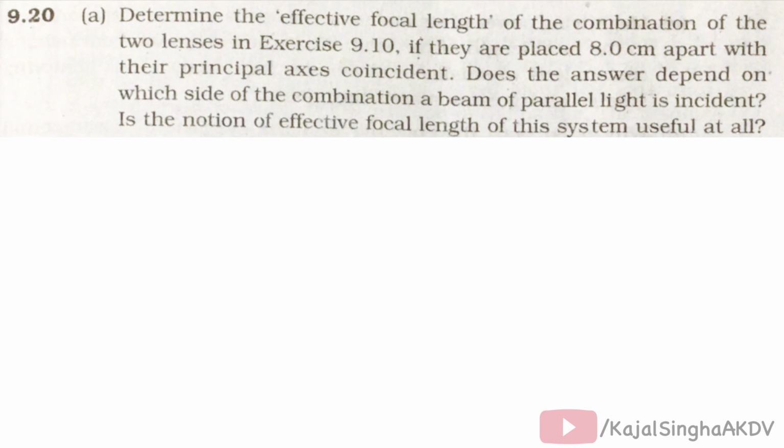Determine the effective focal length of the combination of the two lenses in exercise 9.10 if they are placed 8 centimeter apart with their principal axis coincident. Does the answer depend on which side of the combination a beam of parallel light is incident? Is the notion of effective focal length of this system useful at all?